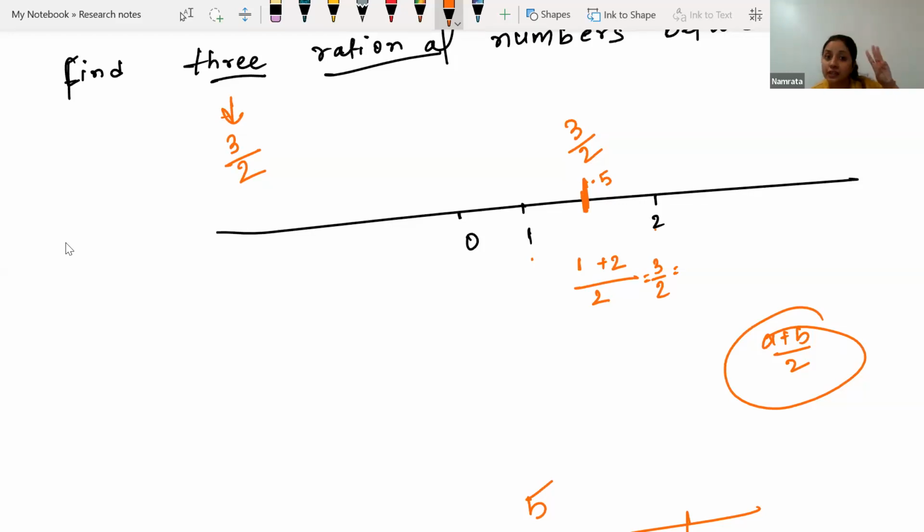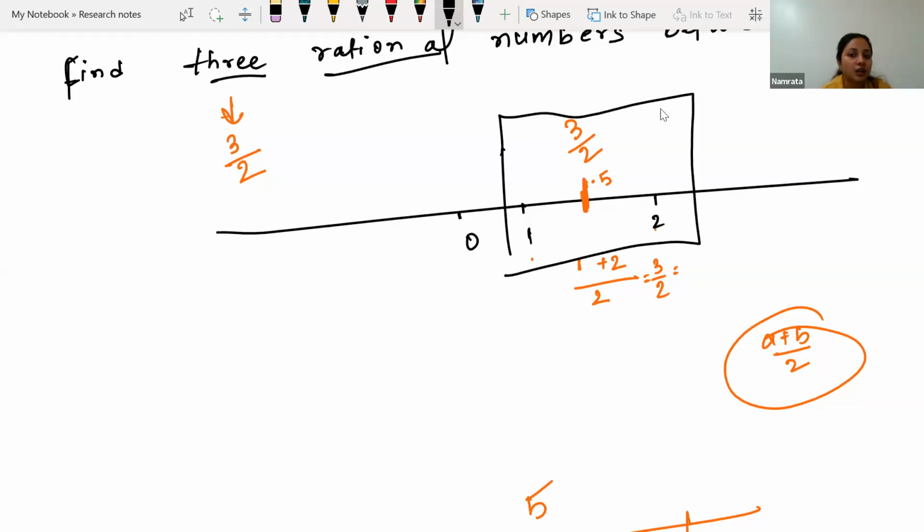Now we need to find 3 rational numbers. So we are having this much of data in hand. One of the end points is 1. Another end point is 2. And the middle one we know is 3 by 2. Now we can also find the midpoint of 1 and 3 by 2. This 3 by 2 and 1, the midpoint of these two we can find. Let me write it properly.